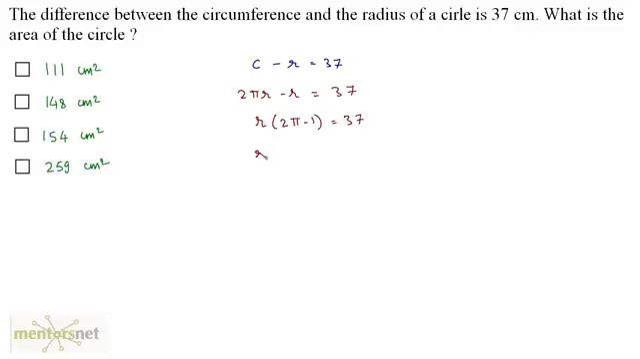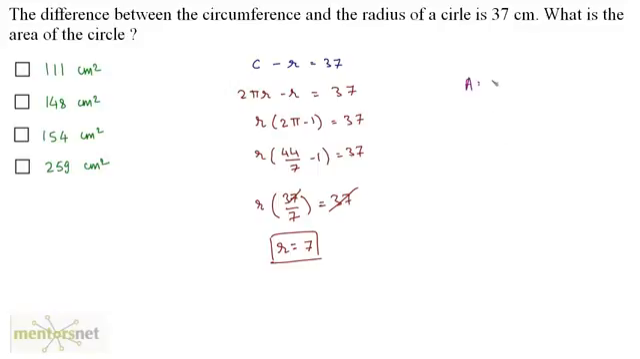And that is r into 2 pi, which is 2 into 22 by 7, that's 44 by 7, minus 1, is equal to 37. So r times 44 minus 7 by 7. So 44 minus 7 is 37 by 7 is equal to 37. So this gets cancelled out. R is equal to 7. Now we found out the radius. We have to find out the area.